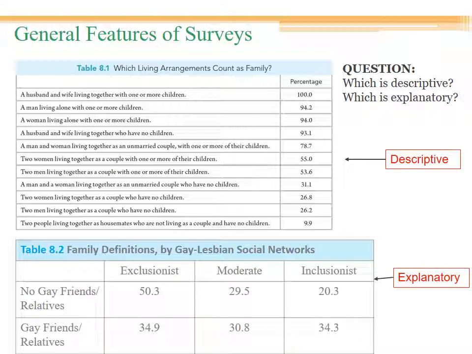So remember when we discussed the types of questions asked in a survey and how you ask questions beyond the research question? This is why: to discover why someone would define a family in a certain way. So we're not only asking them how they define a family, but also other aspects that could influence it, such as, do they have any gay friends or relatives?